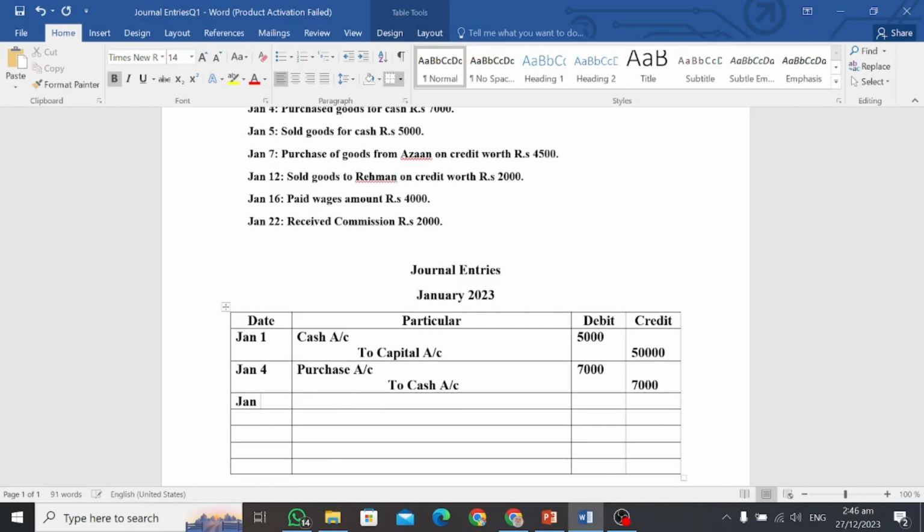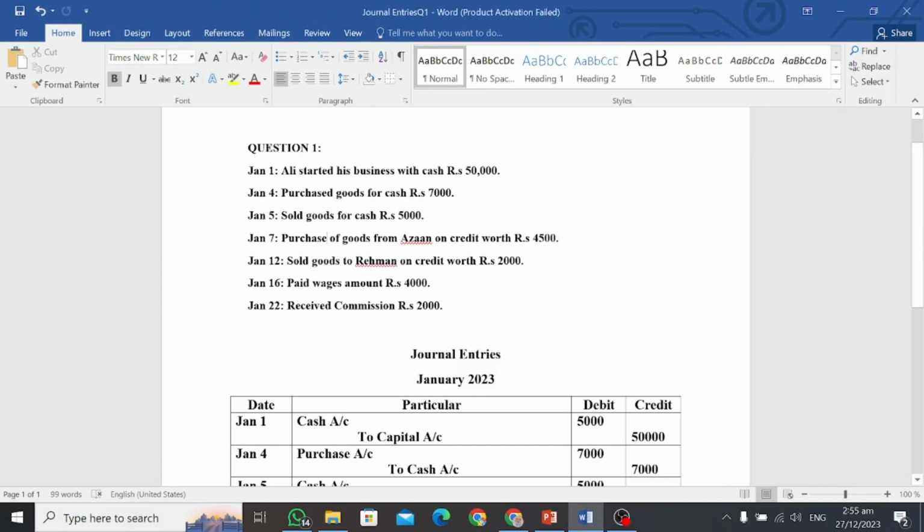January 5, cash account to sale account. The amount to be debited is 5,000 and the amount to be credited is 5,000.